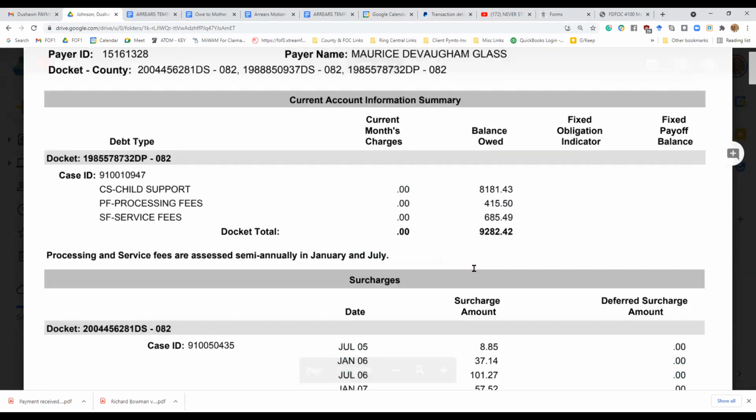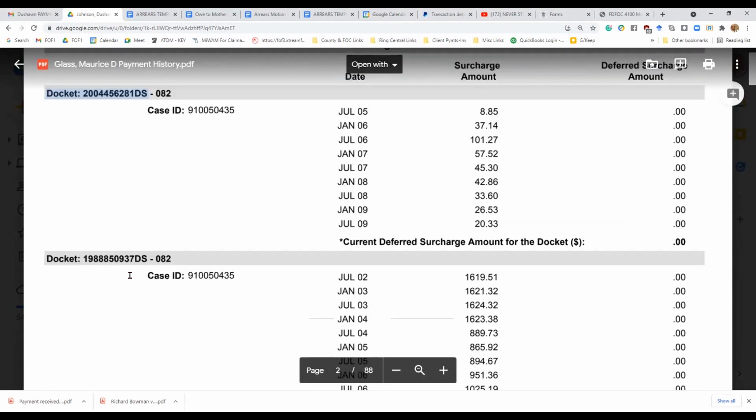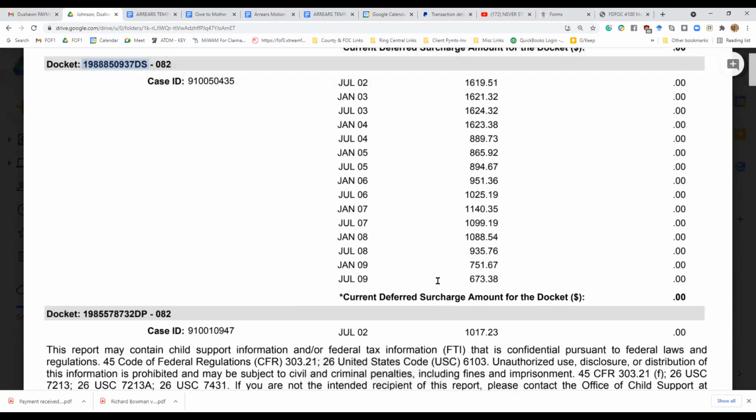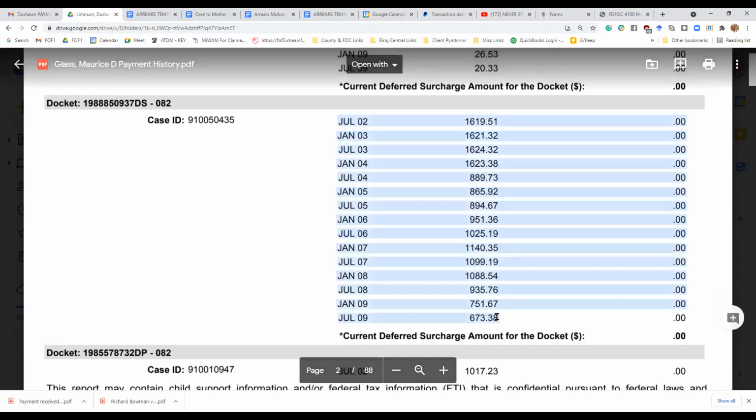This one here is a 2004 case. That other one is a 1998 case. You see that right here, 1998. So they had a long time charging, all the way to 2009. That's where Jennifer Granholm stopped having this automatically charged. Okay, so you're going to ask for all this money to be waived.